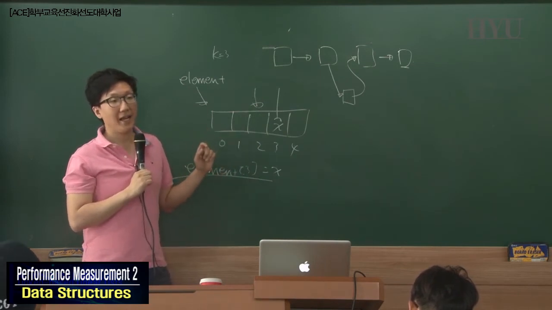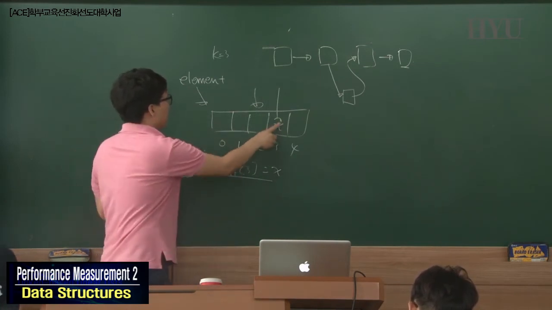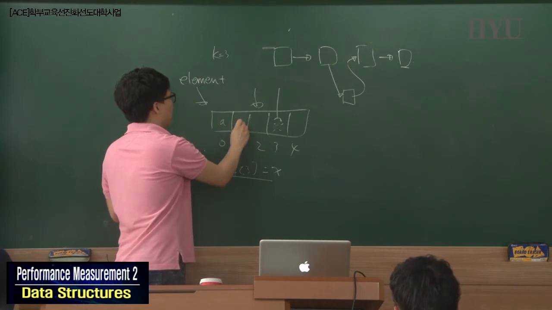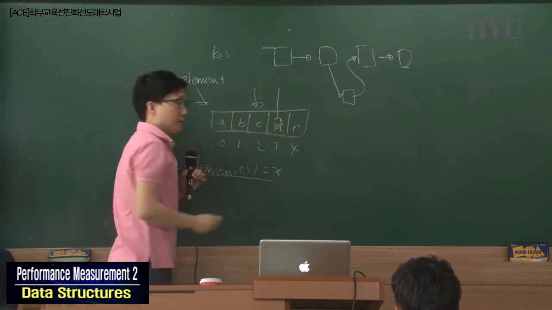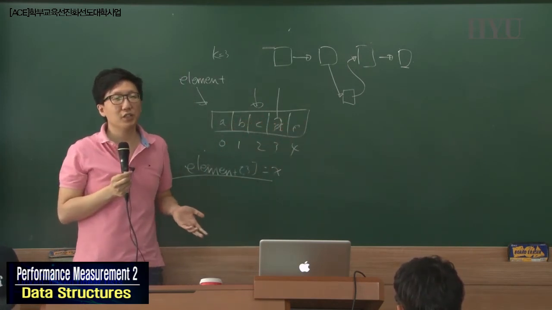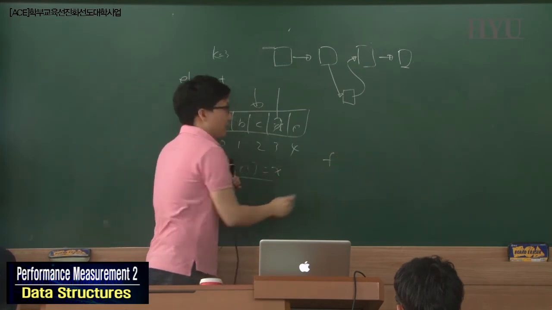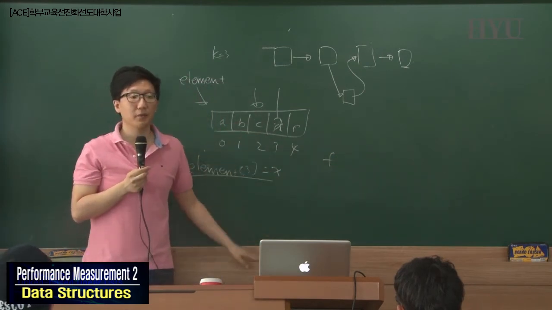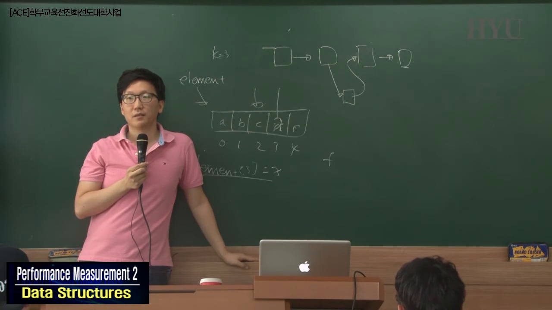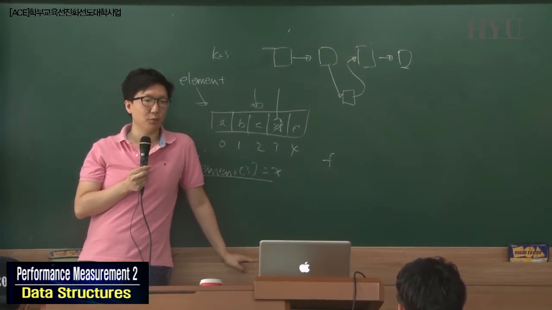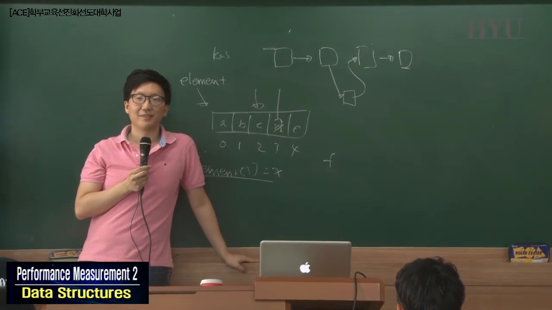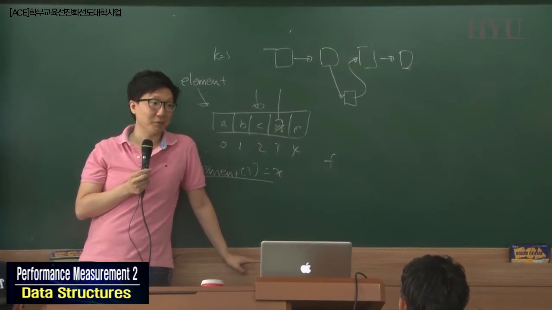What if you want to add to a completely full array, say A, B, C, D, E. But somehow I need to add an F to this array of size 5. What do you do? You can, right? So what do you do? 어떻게 하면 되겠어요?